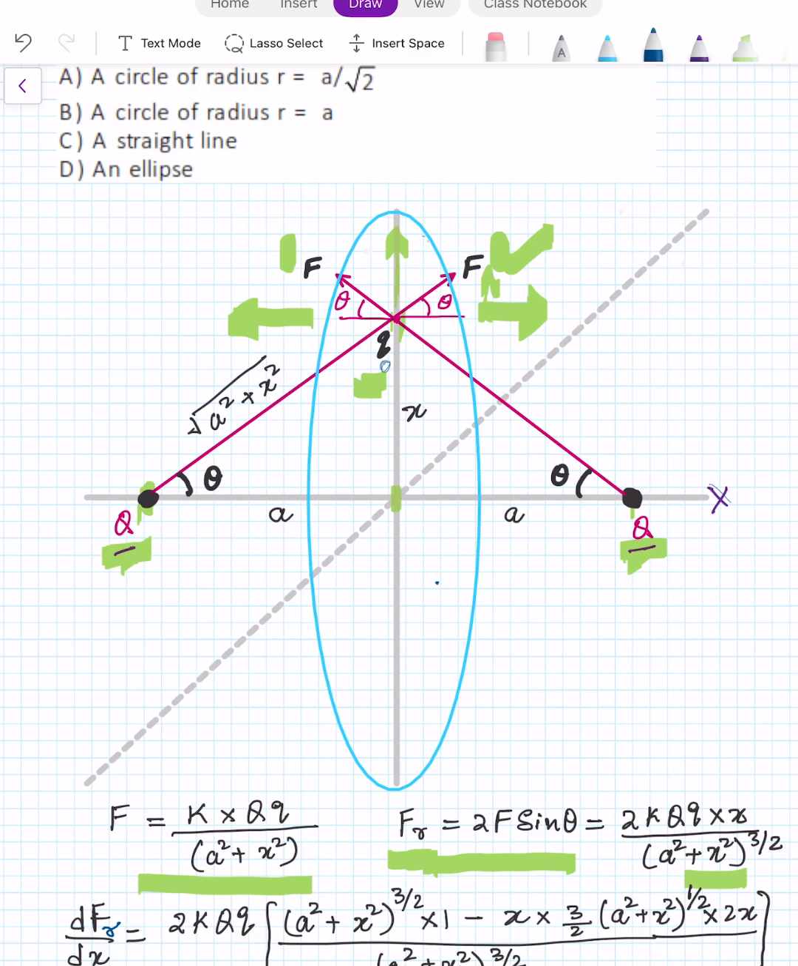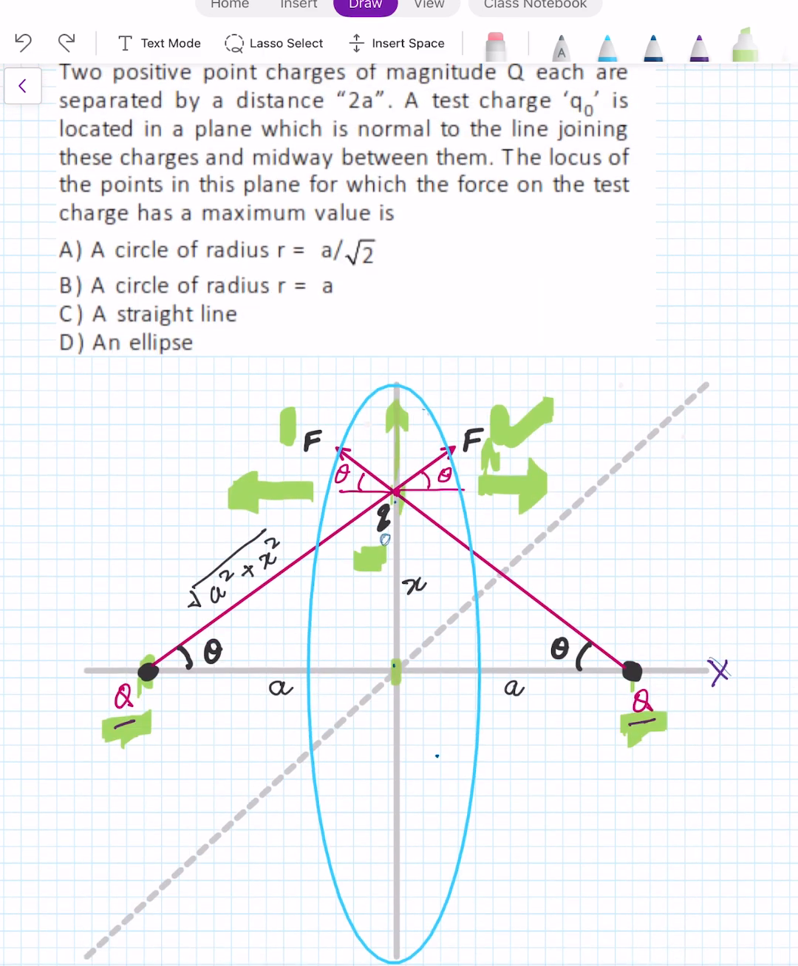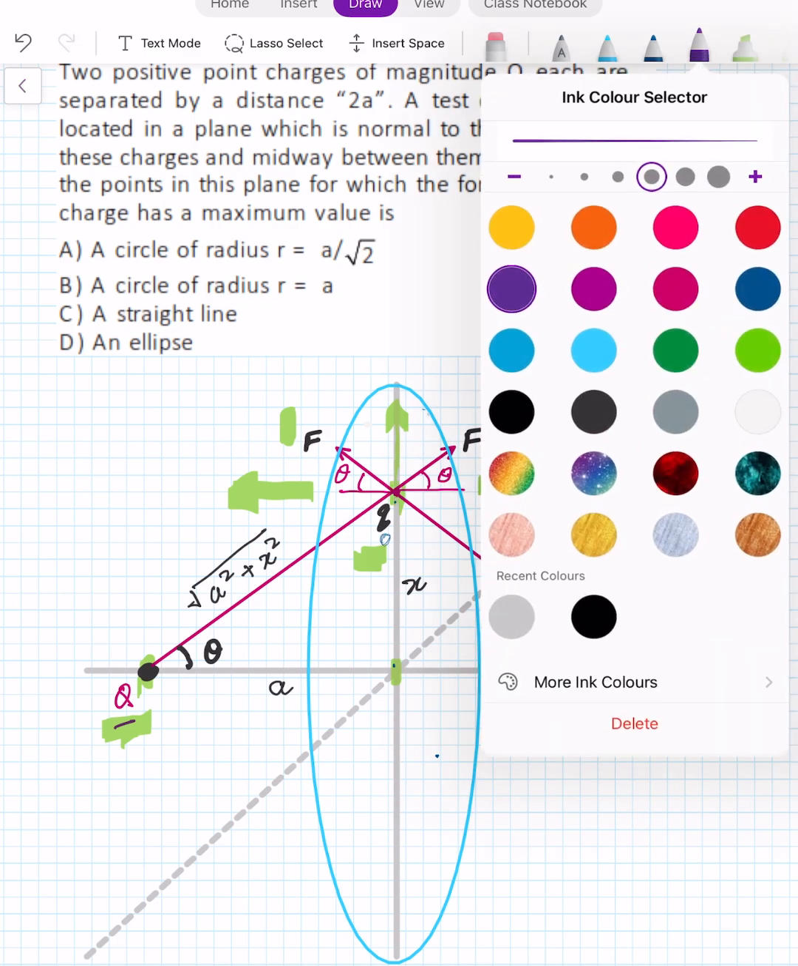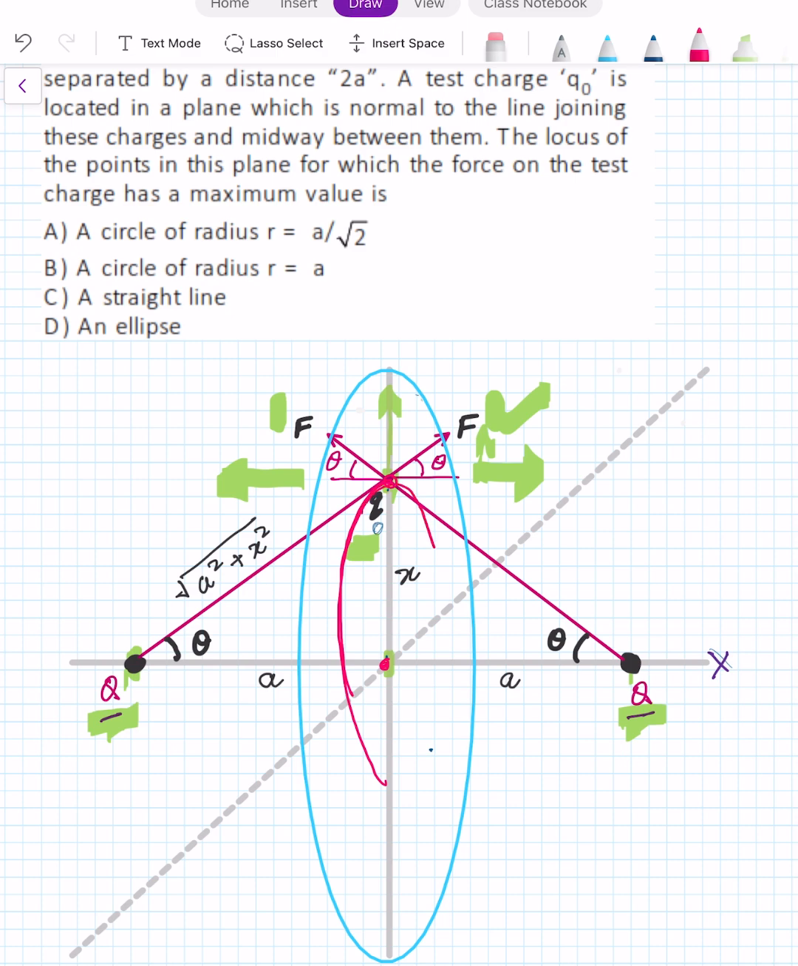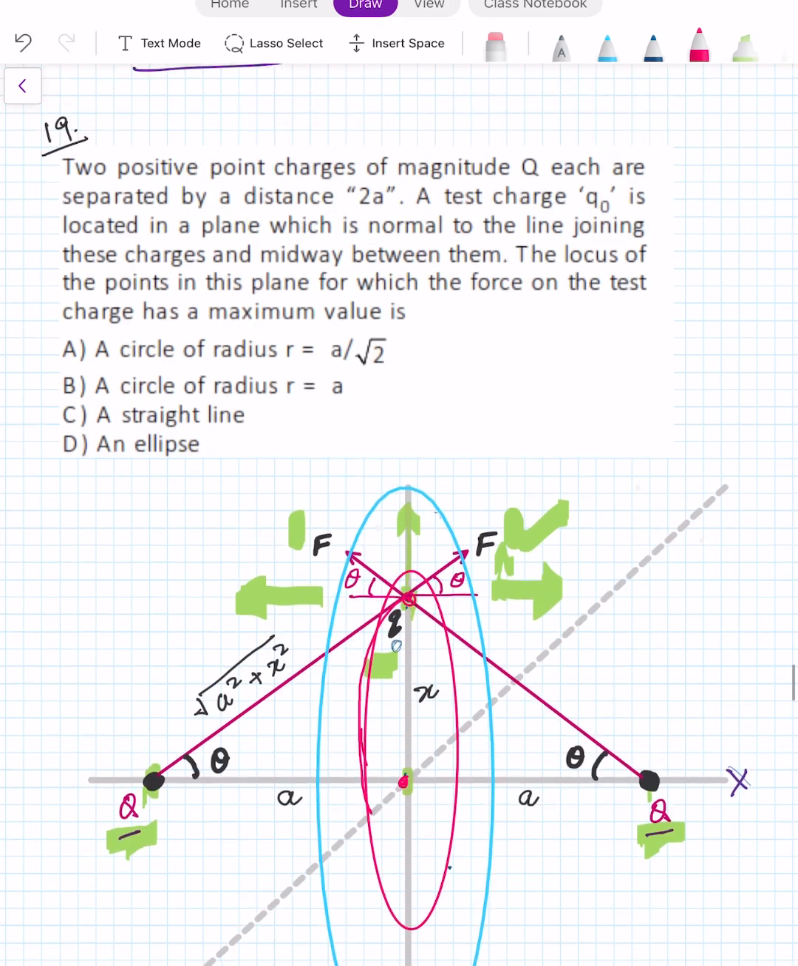It means when the particle is placed at a distance of a by root 2, this one, then the particle is going to experience the maximum force. Now they are asking the locus in this plane. If at this point it experiences the maximum force, then all the points which are at a distance of x from this particular point will lie on a circle. Hence we can say the locus of those points where the force experienced by the test charge is maximum is going to be a circle, and it will be a circle of radius a by root 2. So your answer will be option A.